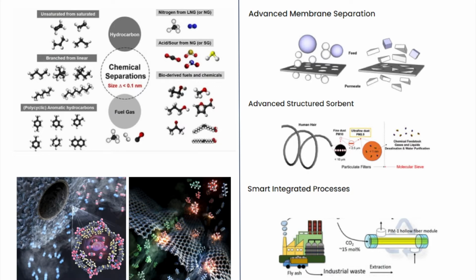The membrane-based separation is basically based on the shape selectivity or chemical potential selectivity for separation of the permeate from the feed. And advanced structure sorbent can be the formation of nanoparticles with high absorption capacity or high absorption selectivity for separation of large gas molecules or carbon dioxide capture.